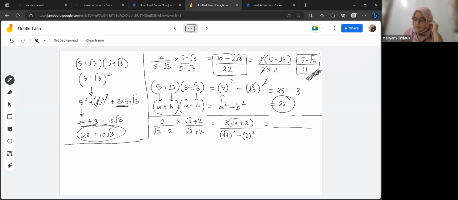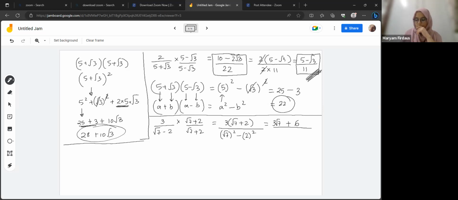What is it when you say 3 multiplied by root 7? This is 3 into root 7 plus 3 into 2, right? So what is 3 into root 7? 3 root 7. Yes. Plus now 3 into 2. What is 3 into 2? 6. Is your doubt cleared?